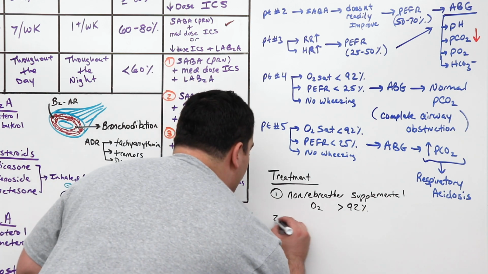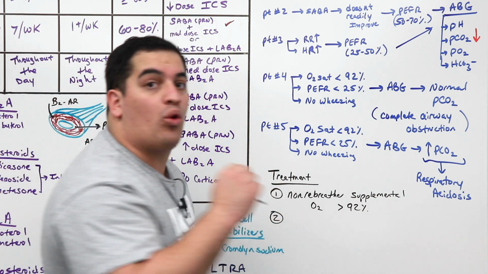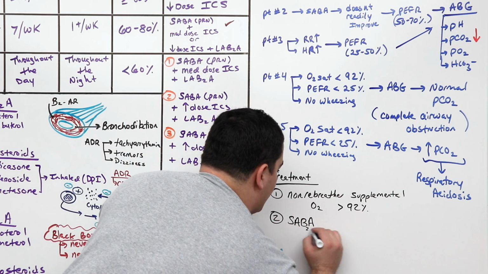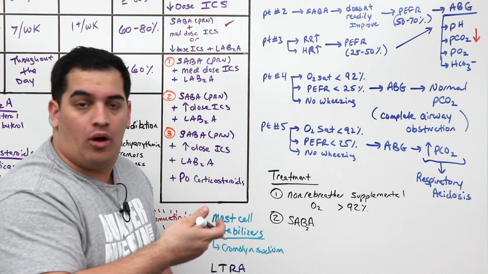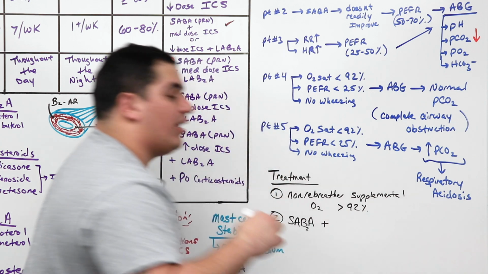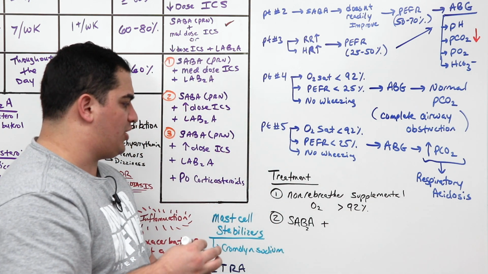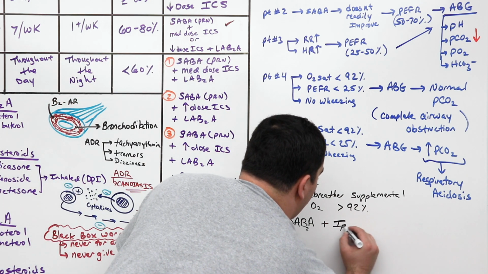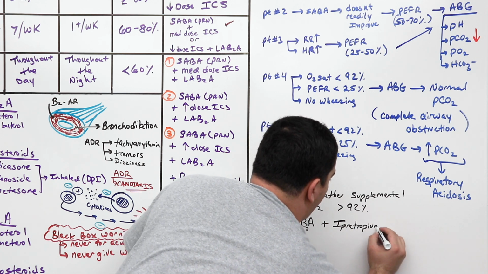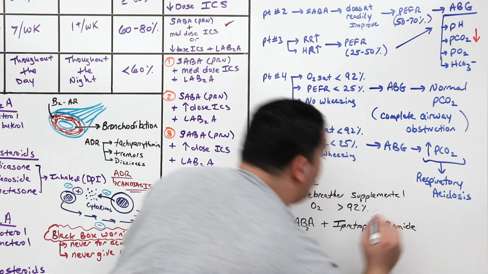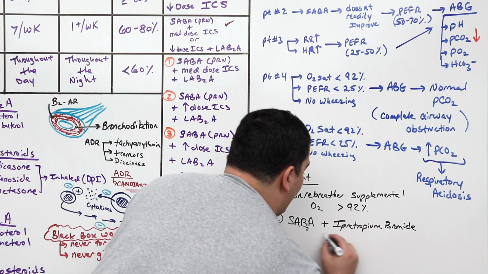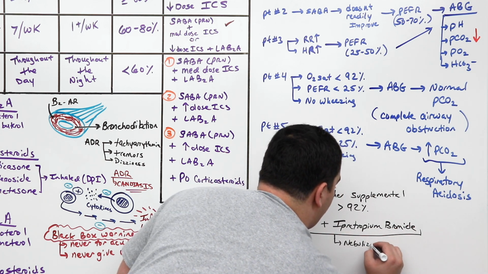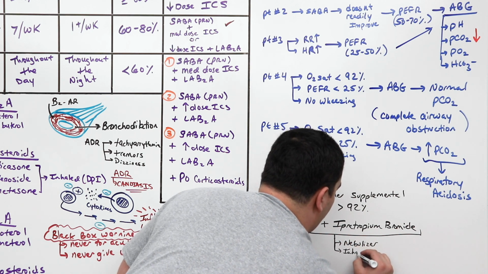The second thing that we're going to want to do is put them on some short-acting drugs. So we're going to give them SABA, okay, which is a short-acting beta agonist. This is going to be albuterol. But what's best is to give it with another drug. We didn't talk about this one, but it's called ipratropium bromide. We usually are going to give these two together, and we can give it in two ways. We can give it in a nebulizer treatment, either through a nebulizer or through like an inhaler.